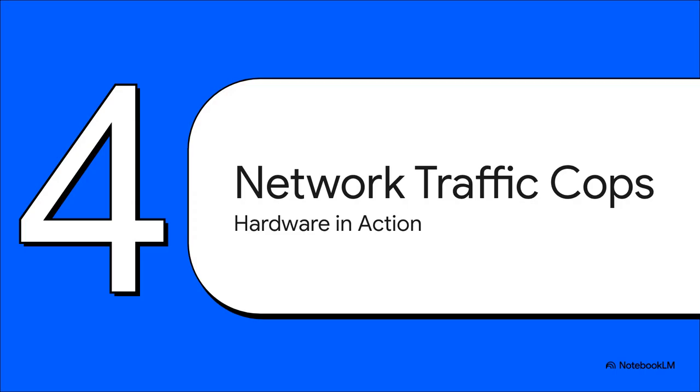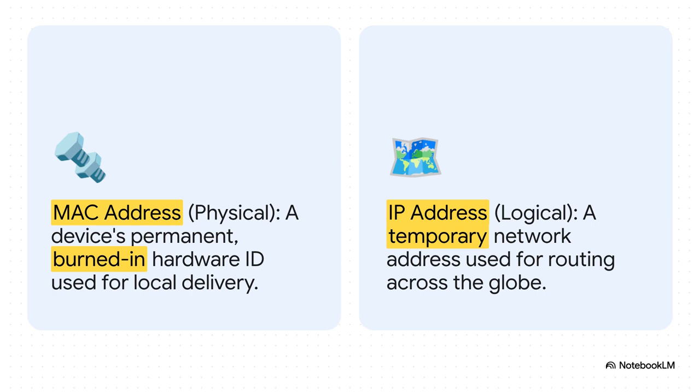So our data is flying across the network. But how does it know where to go? Well, that's where the hardware comes in. Think of these devices as the traffic cops of the internet, and they work by reading the addresses on all those digital envelopes, and they're looking at 2 different kinds of addresses.